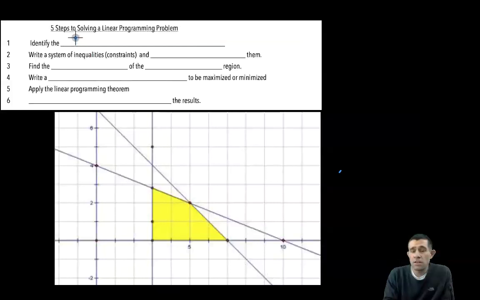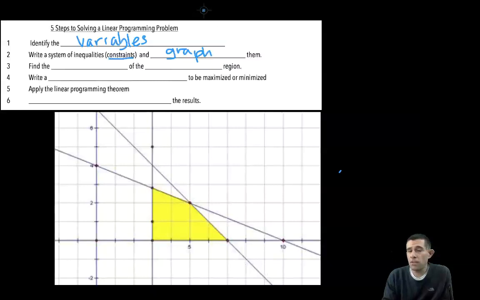First of all, our first step is to identify our variables. So once we get those variables into place, then we know what our independent and dependent variables might be. We want to write a system of inequalities or constraints. Now this is what's going to limit our problem here. So then we're going to graph those inequalities.